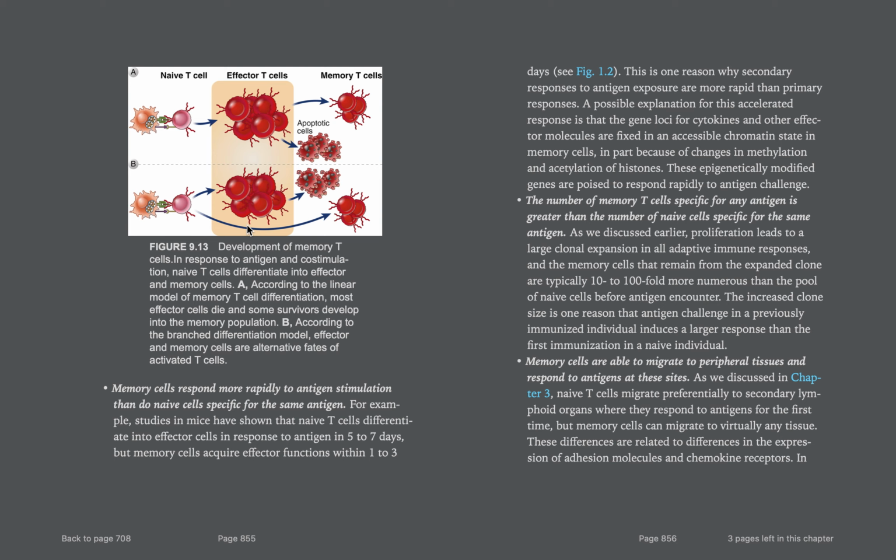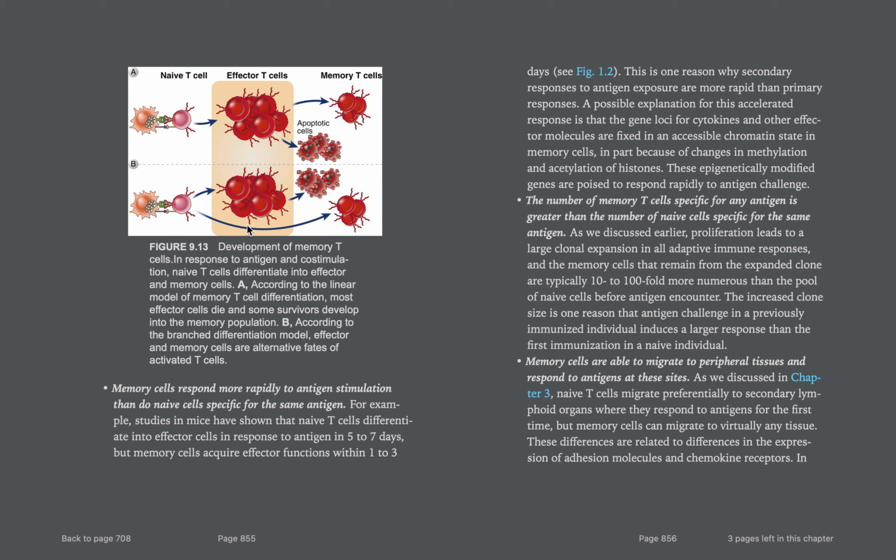The third characteristic is that memory cells respond more rapidly to antigen stimulation than do naive cells specific for the same antigen. For example, studies in mice have shown that naive T cells differentiate into effector cells in response to antigen in 5 to 7 days, but memory cells acquire effector function within 1 to 3 days. This is one reason why secondary responses to antigen exposure are more rapid than primary responses.